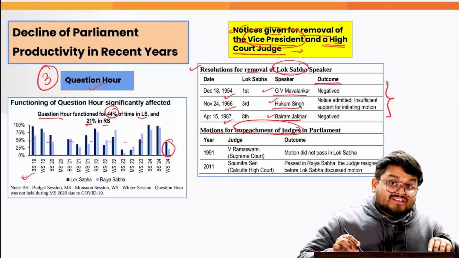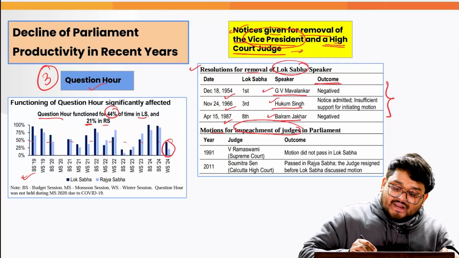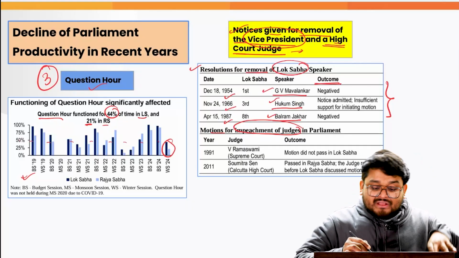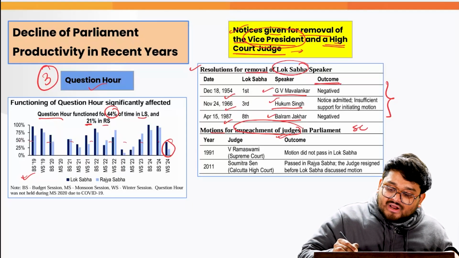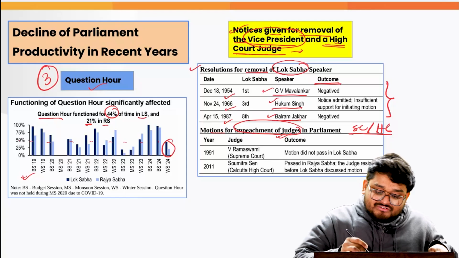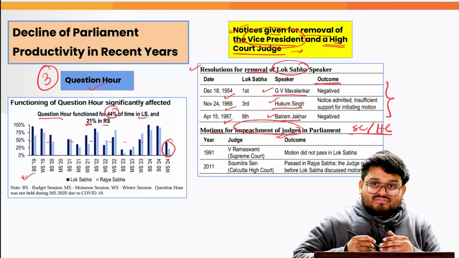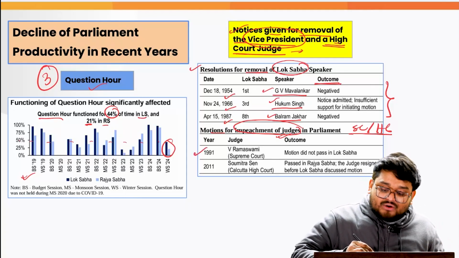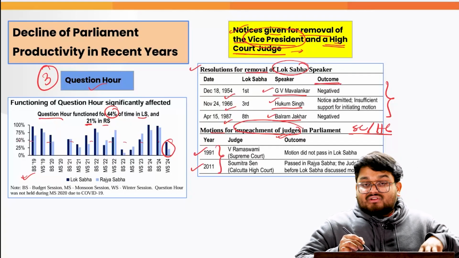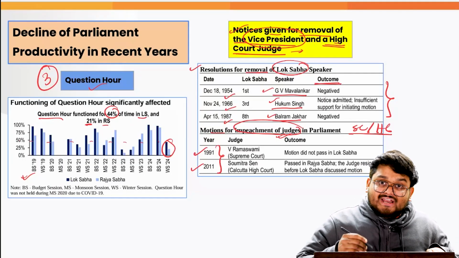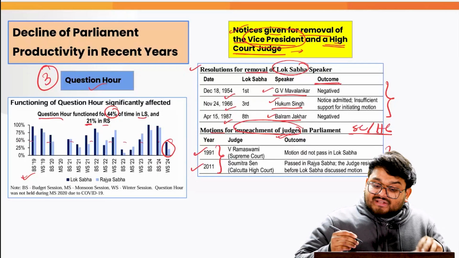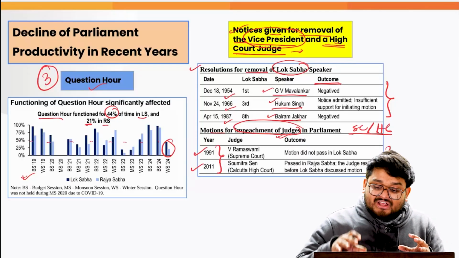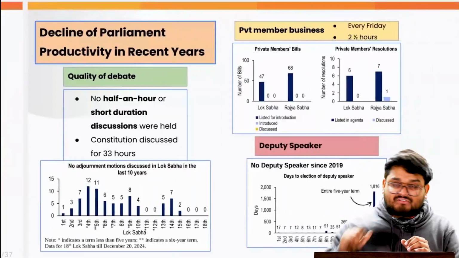So as of now, there is not a single speaker who has been removed in this manner. The same case is with reference to any judge, whether a Supreme Court judge or a High Court judge in the country. In the years that we have seen so far, 1991 and 2011 were the two years during which impeachment motions were introduced, but they were not passed. Correct. So that is also something we have to understand, some of the important prelims relevance.